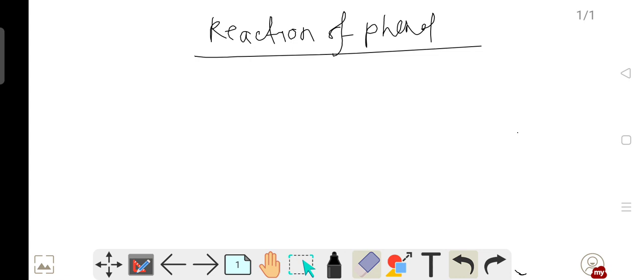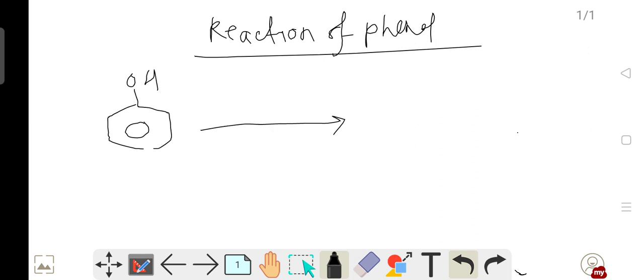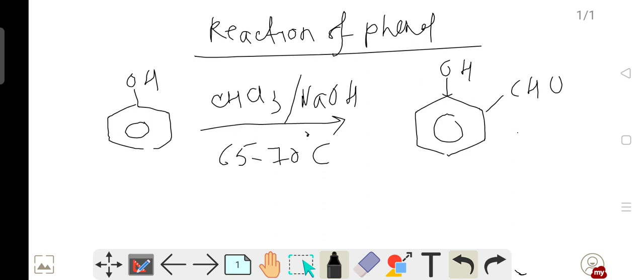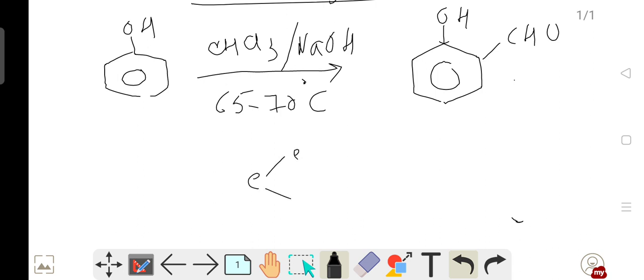Hello students. Last day we discussed the Reimer-Tiemann reaction, where phenol reacts with chloroform in presence of sodium hydroxide at 65 to 70 degrees centigrade, and it produces ortho-hydroxybenzaldehyde or salicylaldehyde as a major product. And this reaction goes through a carbene intermediate. This is very important: the Reimer-Tiemann reaction goes through a carbene intermediate.